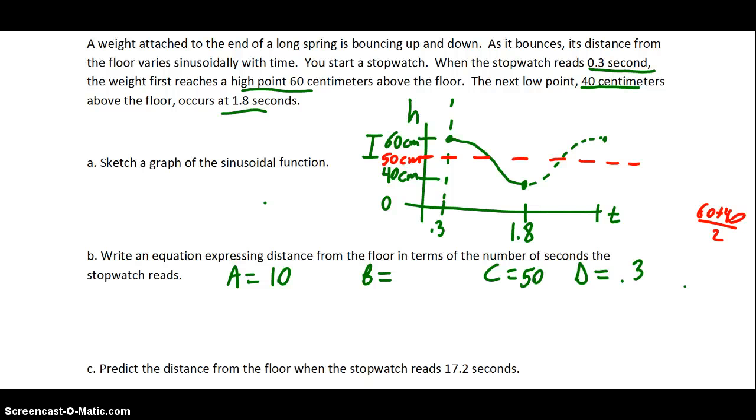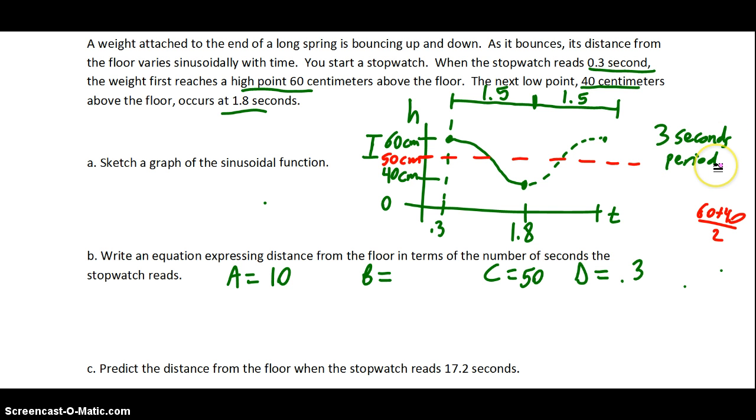We need to figure out how long our period is. How long is this full stretch? We know half of the stretch. It's from 0.3 to 1.8, which is 1.5 seconds. 1.8 minus 0.3 would be 1.5. So how long is the full cycle, the full period? Well, it's 1.5 plus 1.5, which is 3. 3 seconds for a cycle, or 3 seconds in a period.